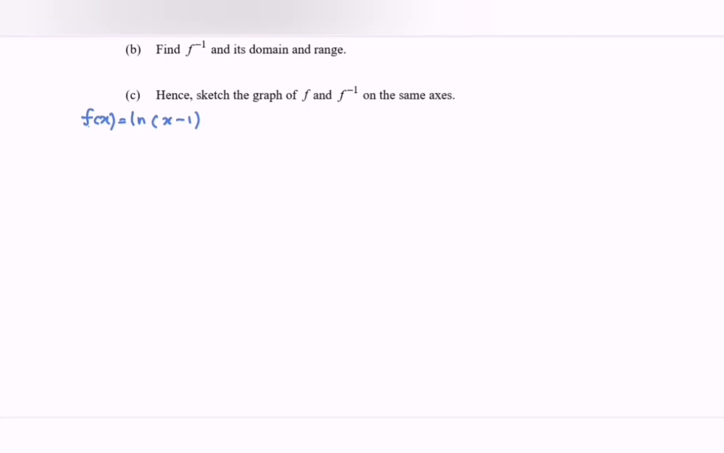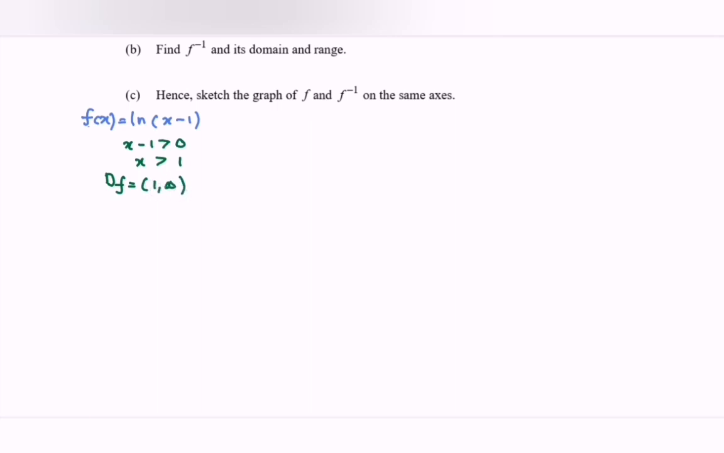Next, kindly refer to part B. Find the inverse and its domain and range. Let's focus on f(x). For the domain of f(x), x minus 1 is greater than 0, so x is greater than 1. So that is the domain for f(x): 1 until infinity, where the 1 is not included.